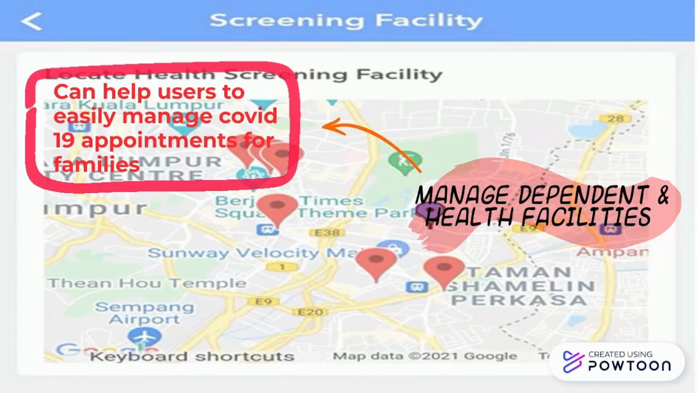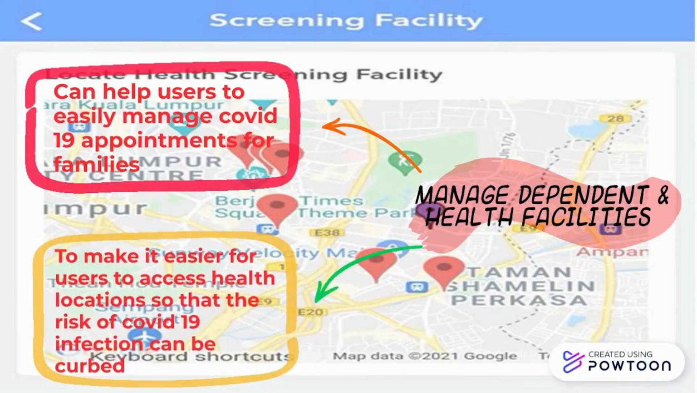Lastly, Mysejahtera has health facilities to make it easier for users to access health locations so that the risk of COVID-19 infection can be curbed. The extraction of data from Mysejahtera only happens when there is a positive COVID-19 case, to perform contact tracing activities. A request is made to retrieve data on people believed to have been in physical contact.